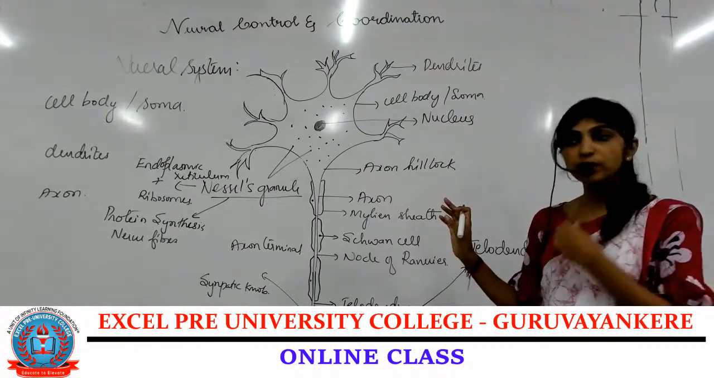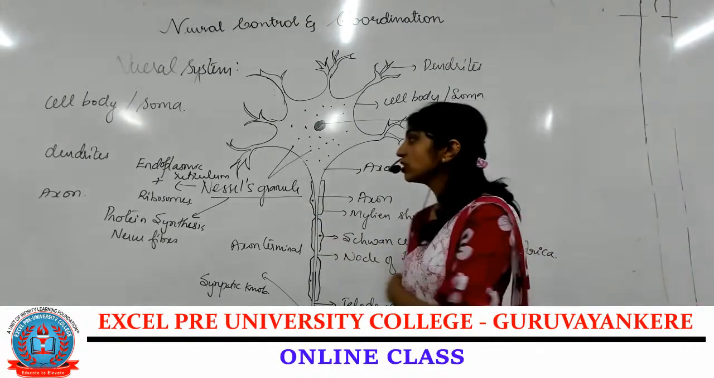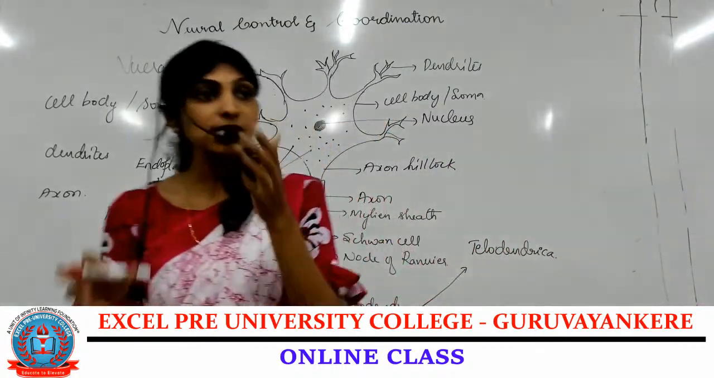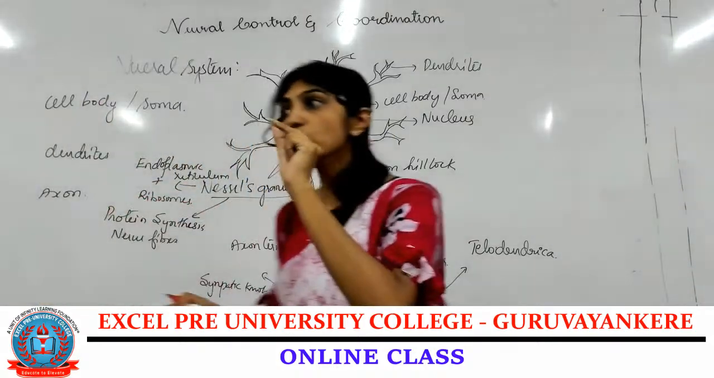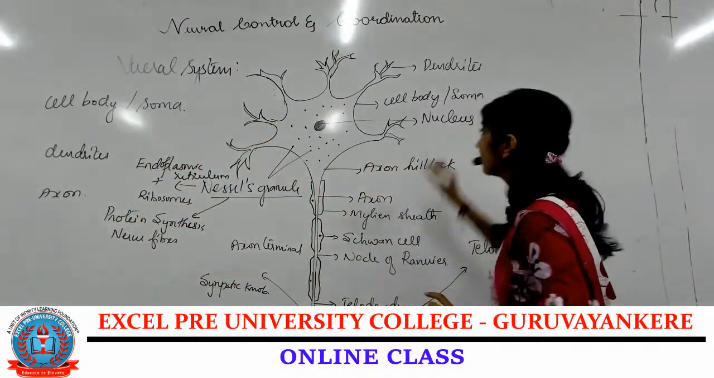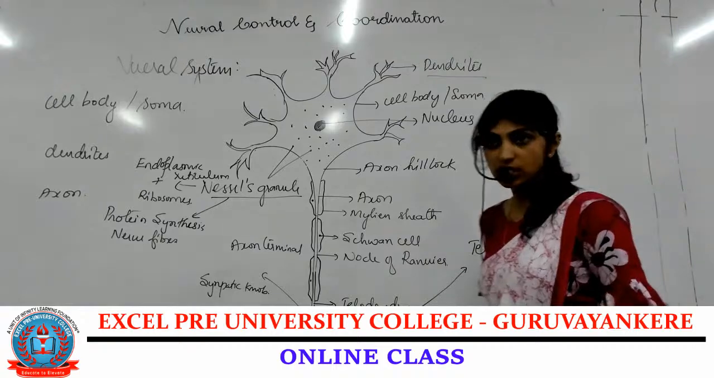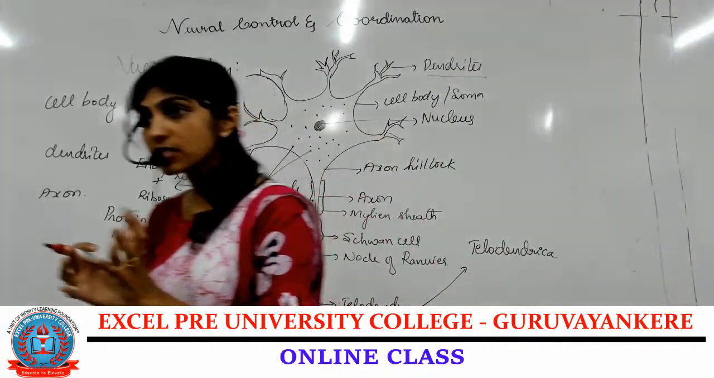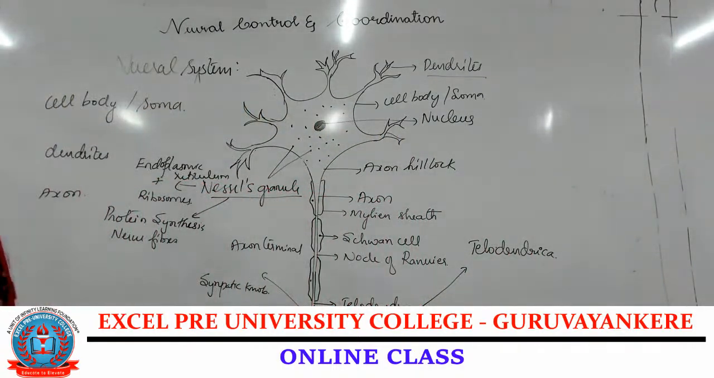Clear, Vishnu? Okay. Now, coming to the next one, from the cell body, there arises a small fiber-like structure. They are nothing but dendrites. From the cell body itself, there are small fibers arising. And what is it called? Dendrites. Okay, it is called dendrites.